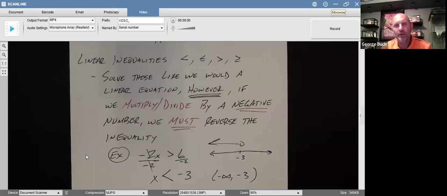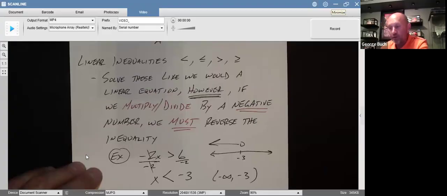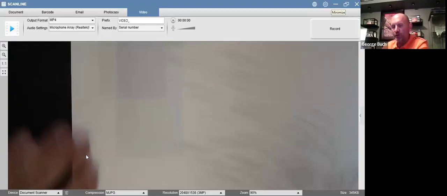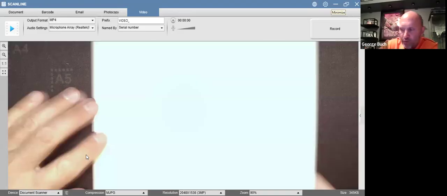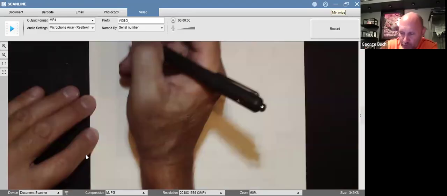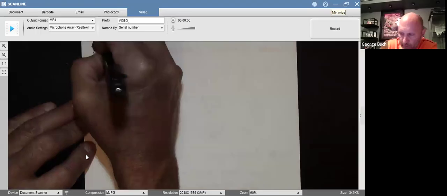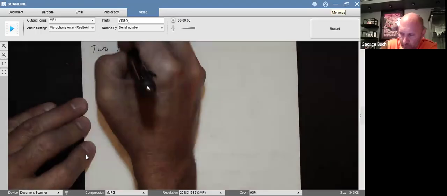So that's linear inequality when we have just two sides of the inequality here. But we can also have another format of linear inequality, but it looks a little bit different. And so this is where we have two inequality symbols.